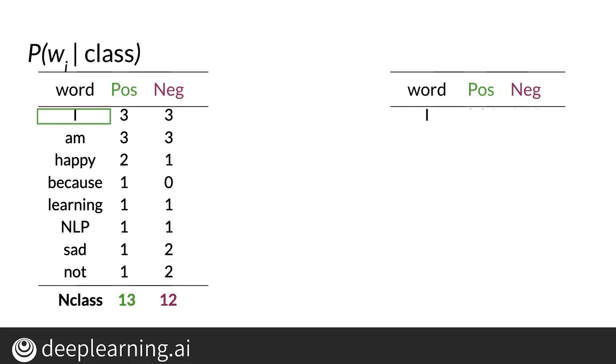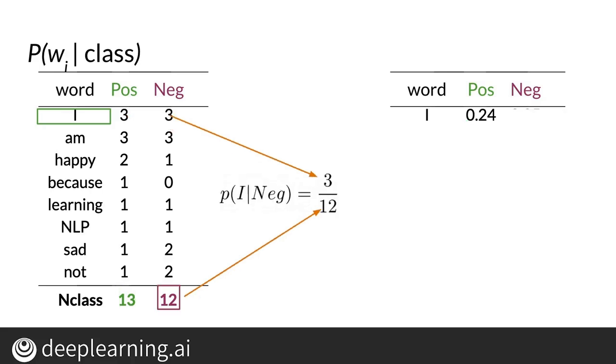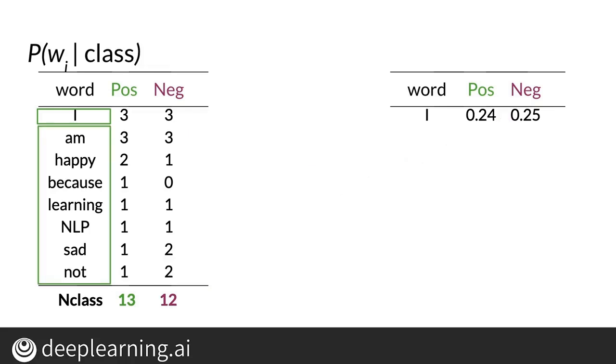So for the word I, the conditional probability for the positive class would be 3 over 13. And you store that value in a new table with the corresponding value 0.24. Now for the word I in the negative class, you get 3 over 12. So you store that in your new table with the corresponding value 0.25. Now apply the same procedure for each word in your vocabulary to complete the table of conditional probabilities.